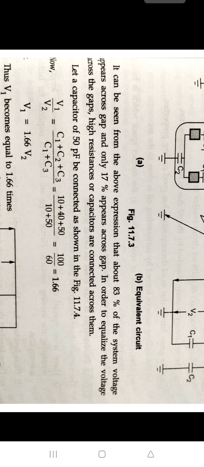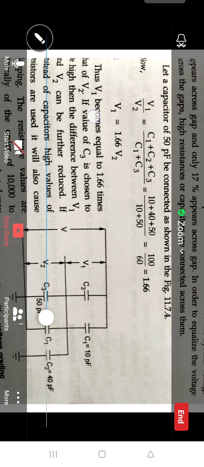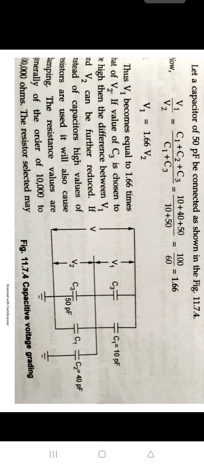So we can decrease the difference to this extent by connecting more picofarad capacitance in parallel. If the value of C3 is chosen to be high, then the difference between V1 and V2 can be further reduced. Instead of capacitors, high value resistors can also be used, which will also cause damping. The resistance values are generally of the order of 10,000 to 100,000 ohm. The resistors selected may be non-linear ones.